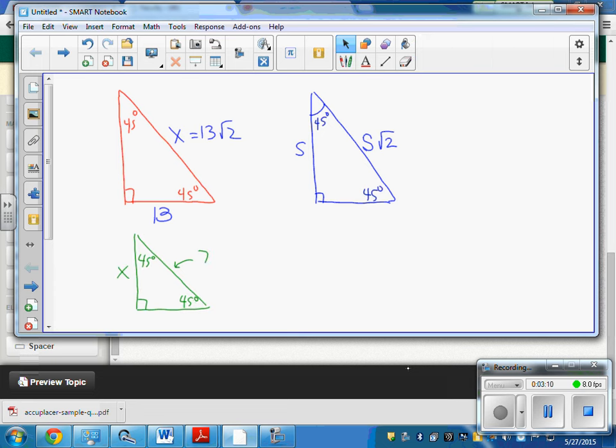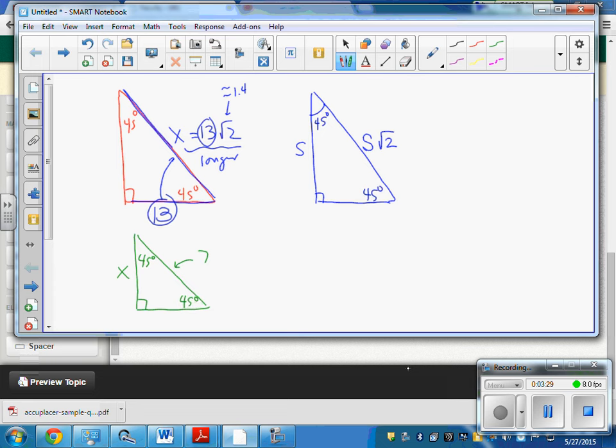Well, it's sort of interesting. If you're going from the leg to the hypotenuse, this is obviously longer. And you're going to end up multiplying 13 by the square root of 2. Square root of 2 is approximately 1.4. So this is about 1.5 times longer than that.